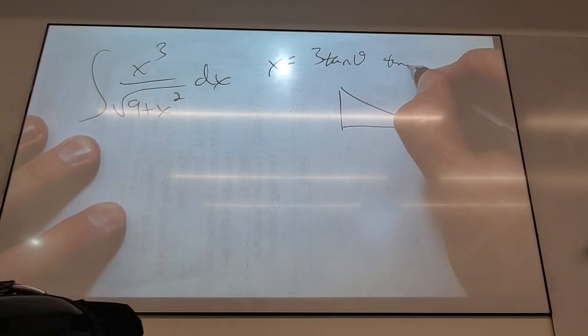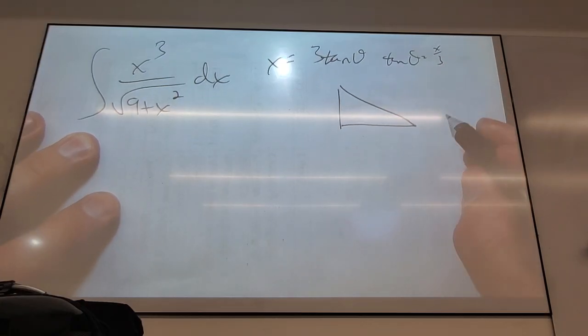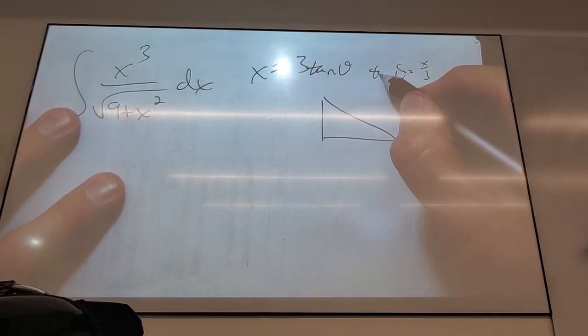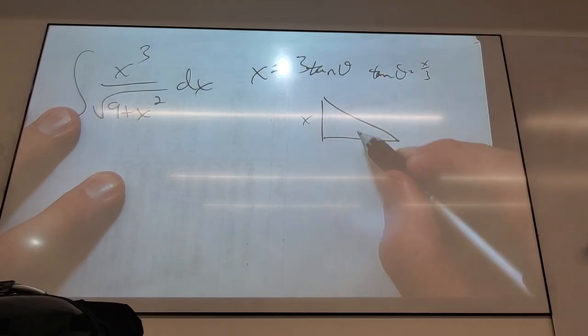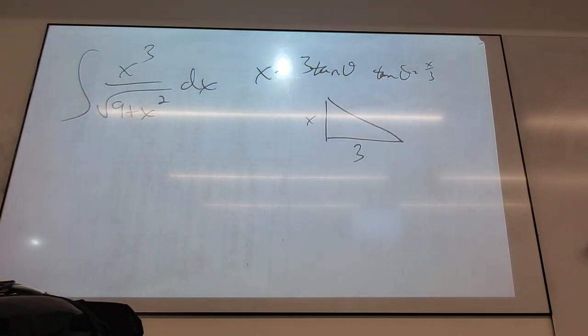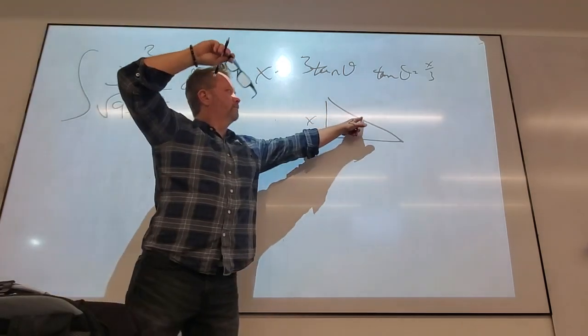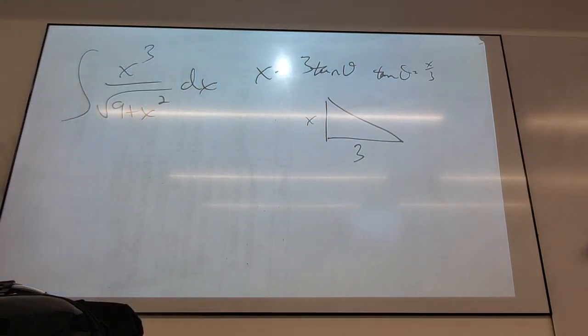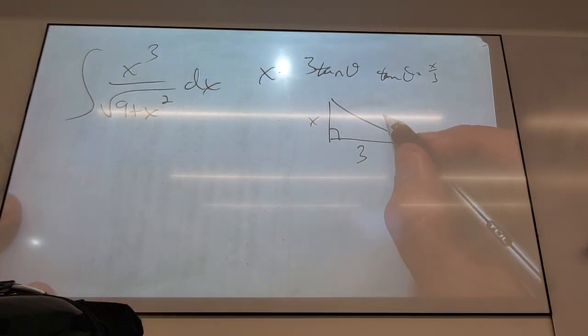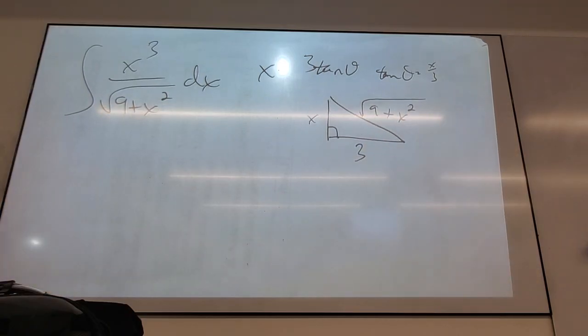So tangent theta is x over 3, yes? What side's x? The y side, I love it. And then this side is 3, because tangent's y over x. And then what would that make this? The hypotenuse. Square root of 9 plus x squared, right?